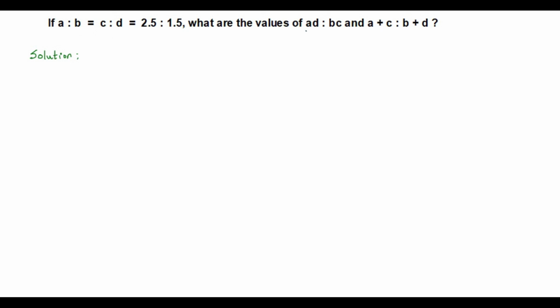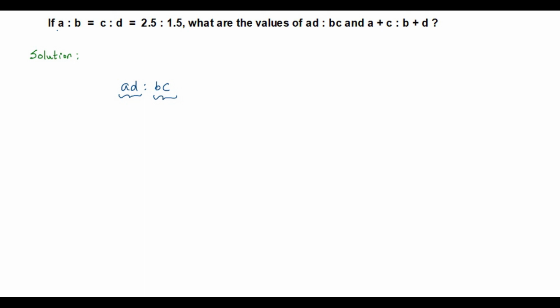Using this continued proportion, I have to find the values of two ratios, AD is to BC and A plus C is to B plus D. Okay, first let's find the value of the ratio AD is to BC. In this ratio AD is to BC, the first term is AD, which is the product of A and D. The second term is BC, which is the product of B and C.